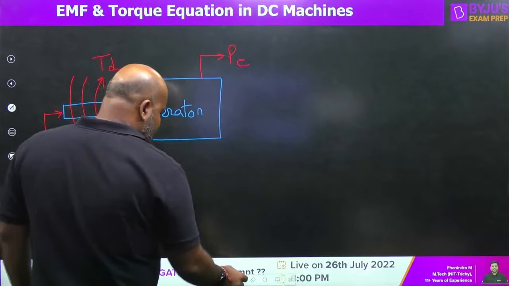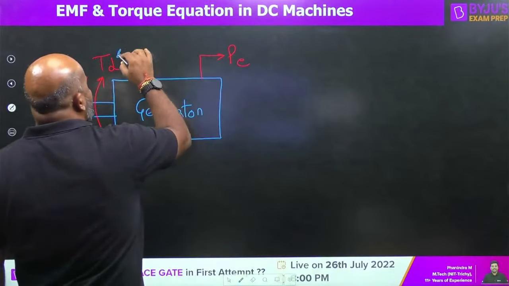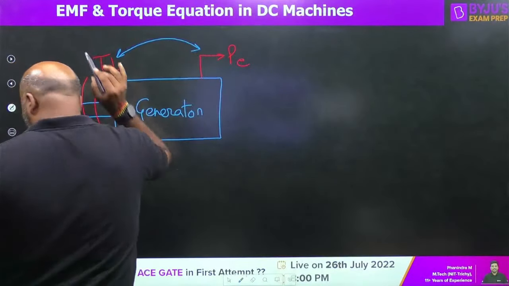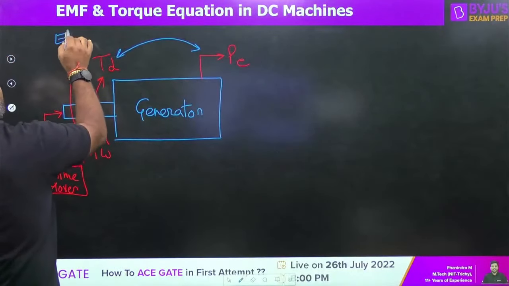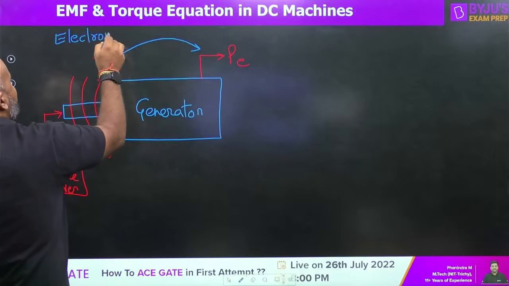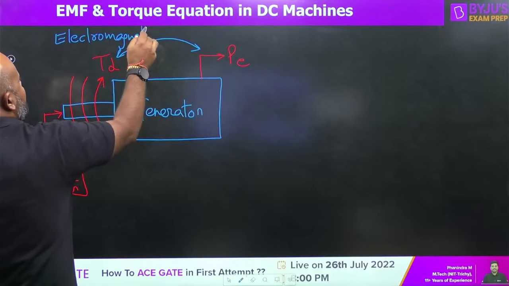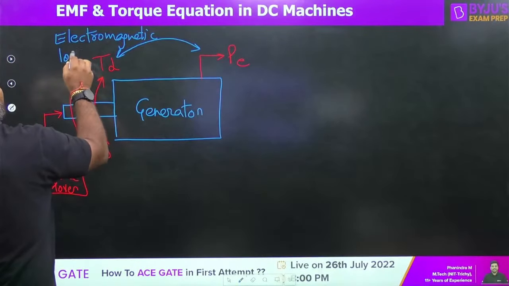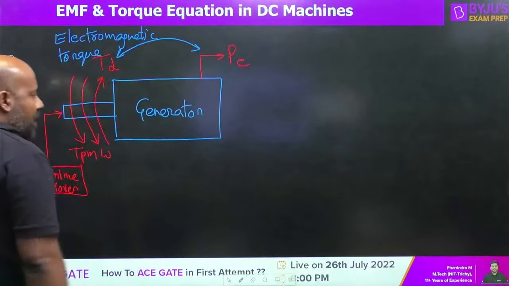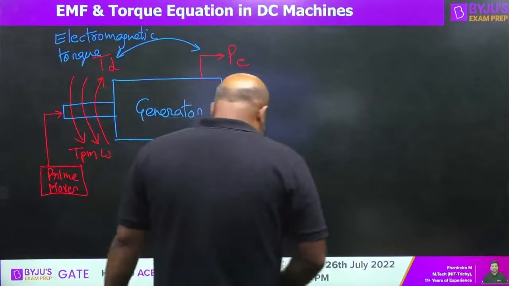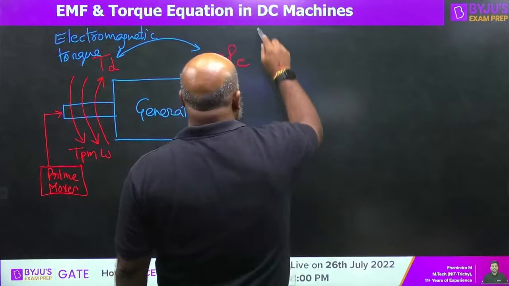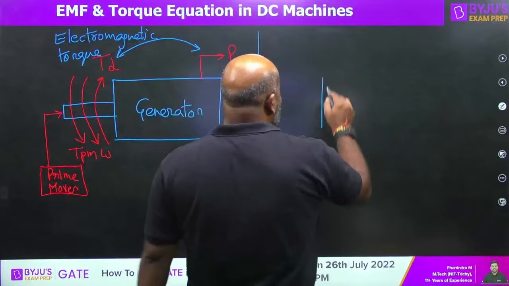This developed torque is responsible for giving you the electrical energy in the form of output. I hope you are getting this. That is why this torque is also called electromagnetic torque. Electromagnetic torque. Is it clear for everybody? Similarly, we have the motor action.